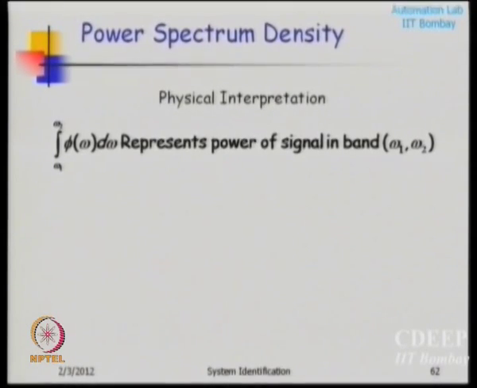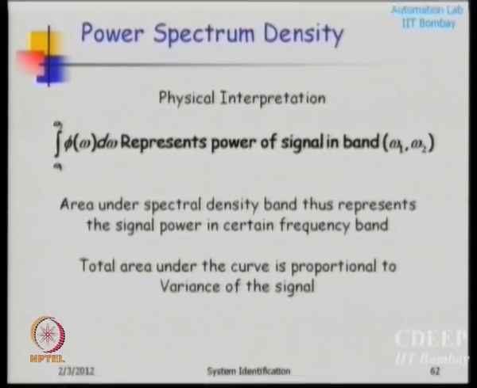If you give me a raw signal, I am not able to analyze the frequency content of that signal, what range of frequencies exist. This is of interest from a modeler's point of view. The area under the spectral density band represents the signal power in a certain frequency band, and the total area is proportional to the variance of the signal. This is a crude, simple interpretation right now that you should keep in mind, and we move on from this.